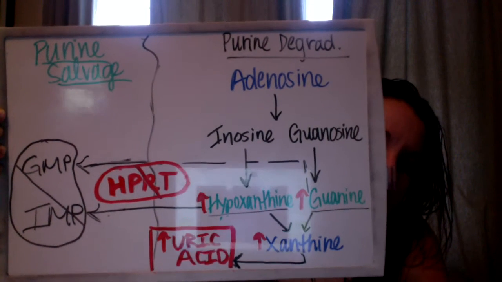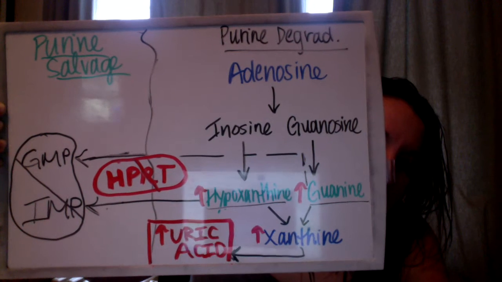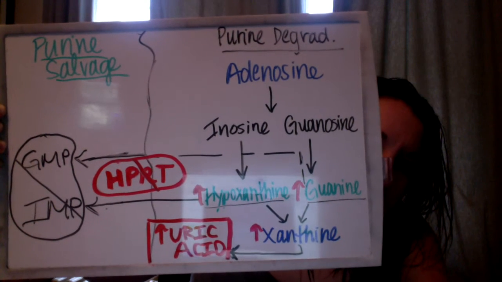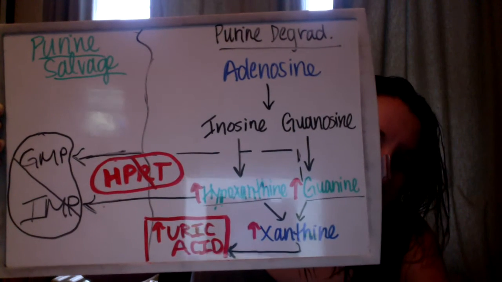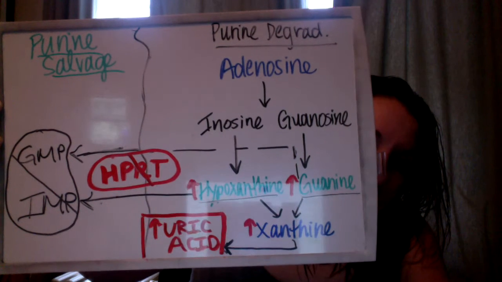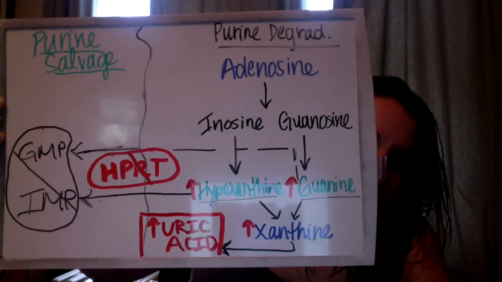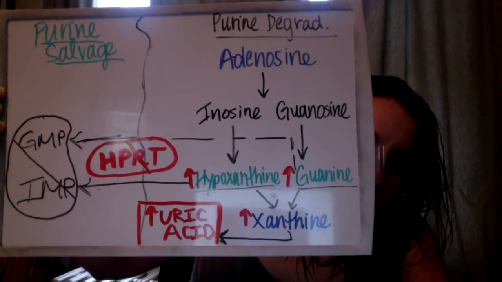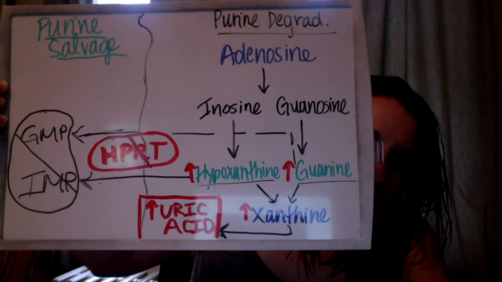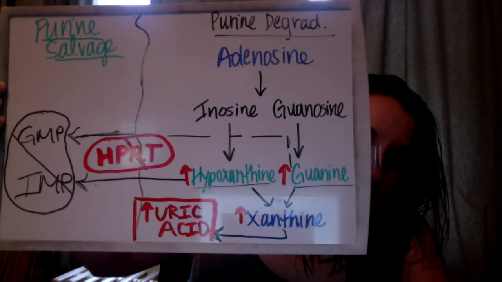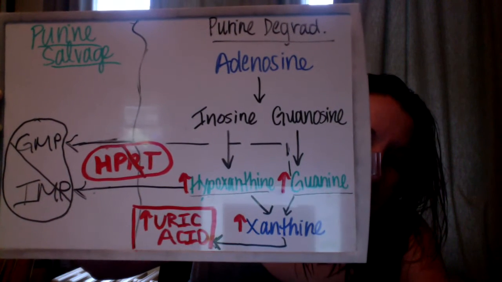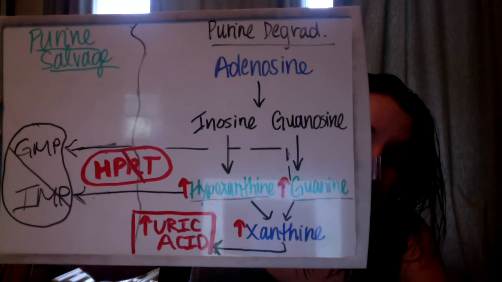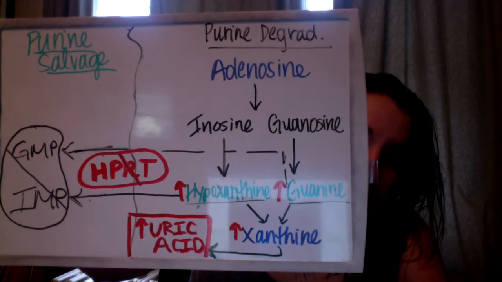So I'm going to show you a schematic of what I've been talking about here. It shows us that the HPRT isn't working, so you don't get the downstream GMP and IMP synthesis to go back into purine synthesis. HPRT is blocked, so you have an increase in hypoxanthine and guanine, which contributes to an increase in xanthine, and then ultimately uric acid that goes into the plasma.